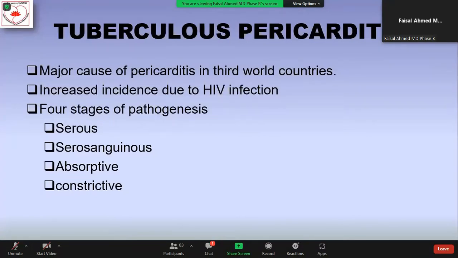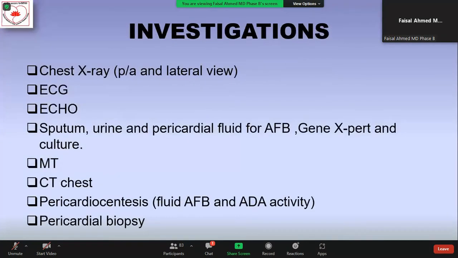Now some words about tuberculous pericarditis. This is the most common cause of pericarditis in the third world countries. And diagnosing tuberculous pericarditis is always challenging. We should do a chest X-ray, ECG, echo, sputum, urine, and pericardial fluid for AFB, GeneXpert, and culture. And sometimes we should also do pericardial biopsy and CT chest.